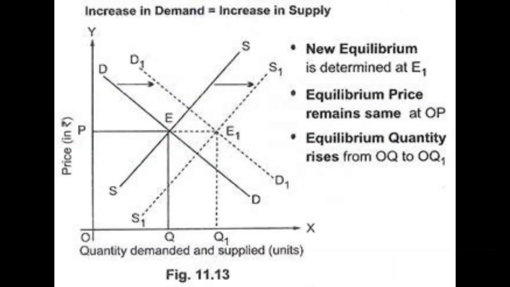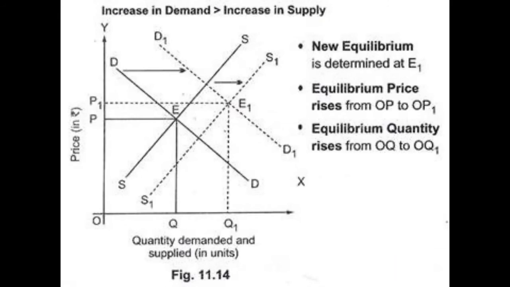This is one of the cases: increase in demand equal to increase in supply. In this situation, the demand curve and supply curve will shift to the right. We get the new equilibrium at E1. The price will not change. Equilibrium quantity rising. The second case is increase in demand more than increase in supply. The demand curve and supply curve will shift to the right, and we get the new equilibrium at E1. Equilibrium price rising, equilibrium quantity also rising.